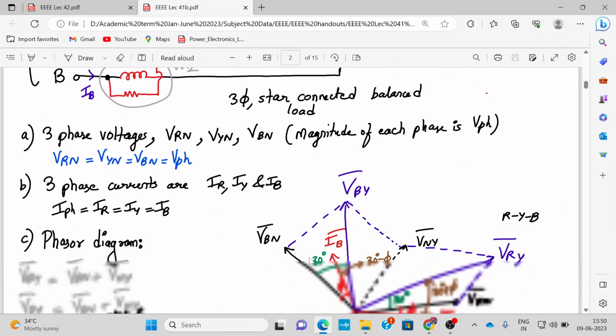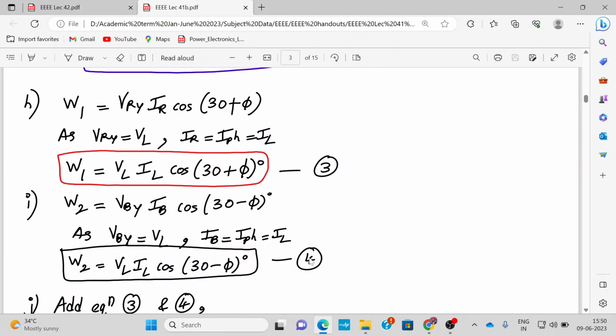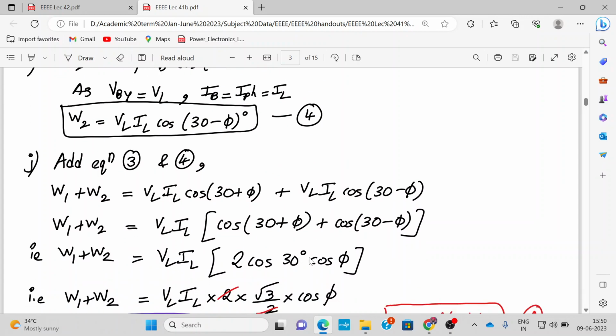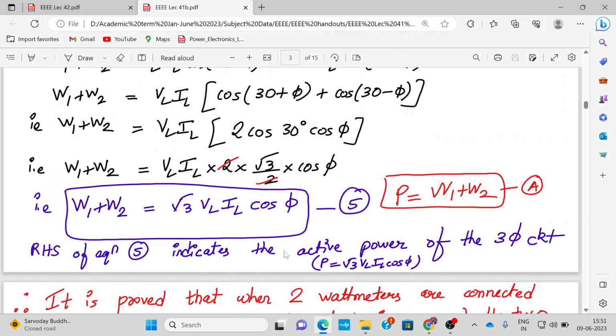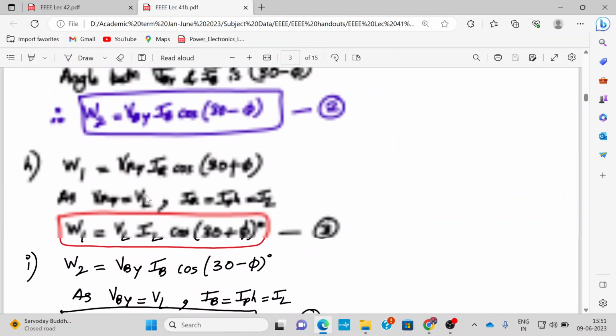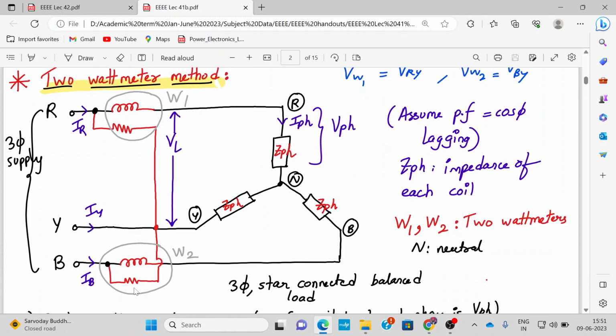The method is that the readings shown by the 2 wattmeters, if you add them together, that is W1 plus W2, will be equal to the power formula for a 3 phase circuit, which is root 3 VLIL cos phi. That indicates the active power of a 3 phase circuit. So that is the concept of the 2 wattmeter method: when we connect these 2 wattmeters, and the readings are W1 and W2, adding them together gives the true power of the circuit.